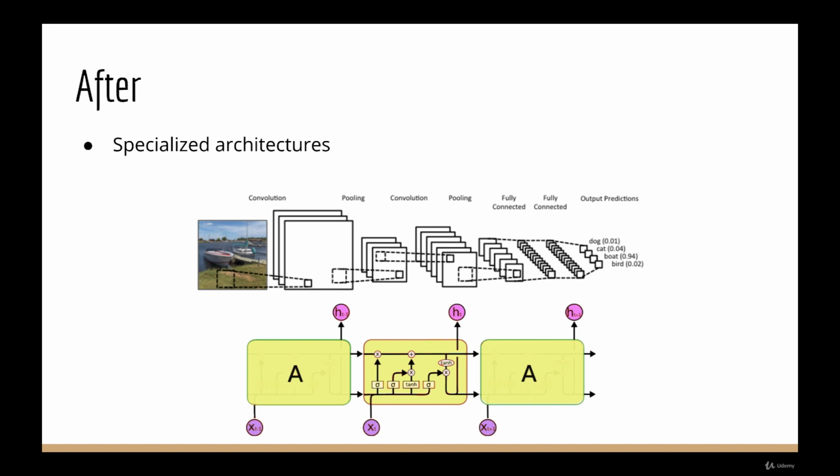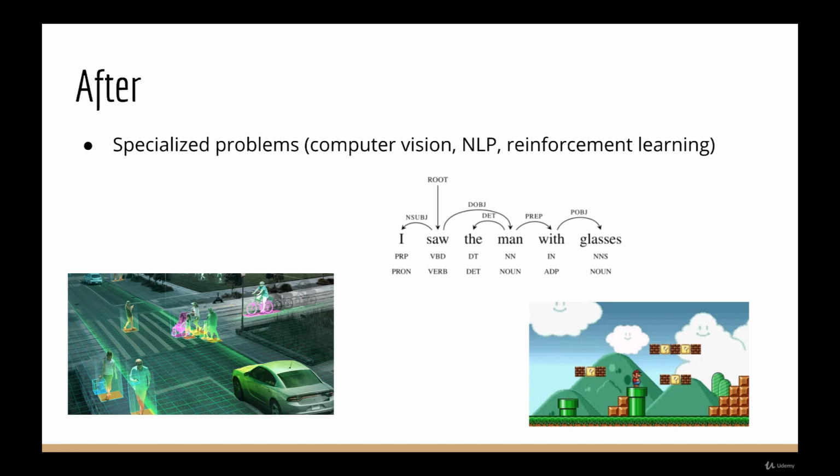You can learn about specialized architectures such as convolutional neural networks, recurrent neural networks, recursive neural networks, memory networks, and so on. There are many different kinds of neural networks out there. You can start applying those specialized architectures to specialized problems, such as computer vision, natural language processing, and reinforcement learning. So this is an exciting time for deep learning because it's so useful in such a wide variety of applications.